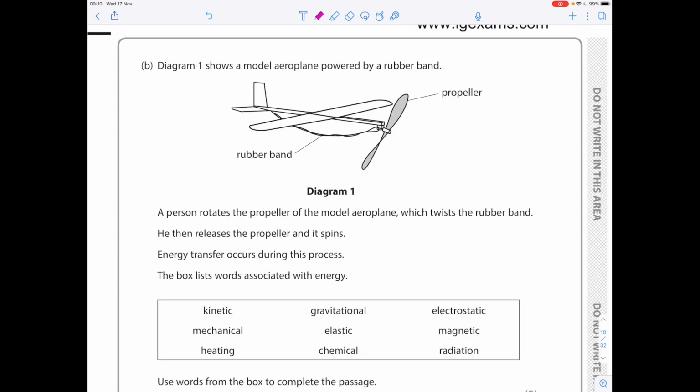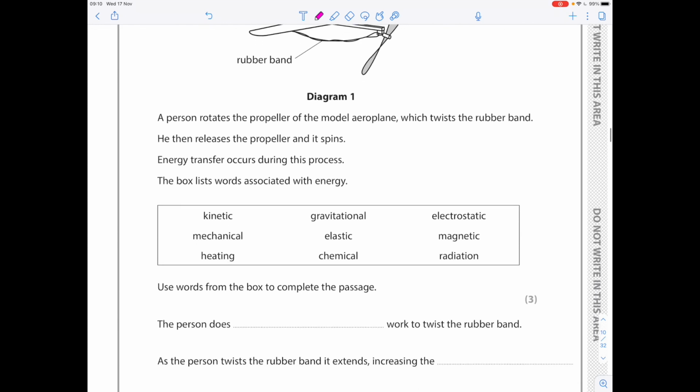Diagram 1 shows the model aeroplane powered by a rubber band. A person rotates the propeller of the model aeroplane, which twists the rubber band. He then releases the propeller and it spins. Energy transfer occurs during this process. The box lists words associated with energy. Use words from the box to complete the passage.